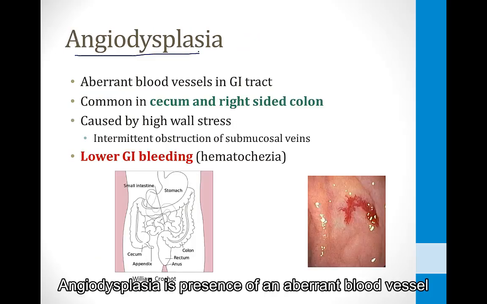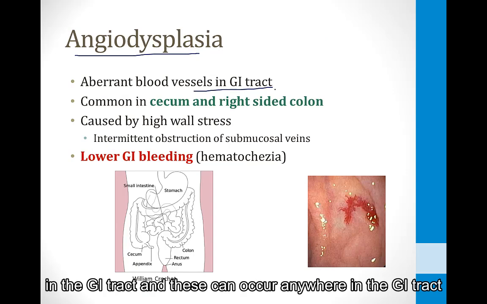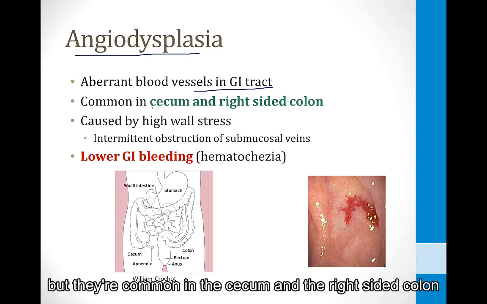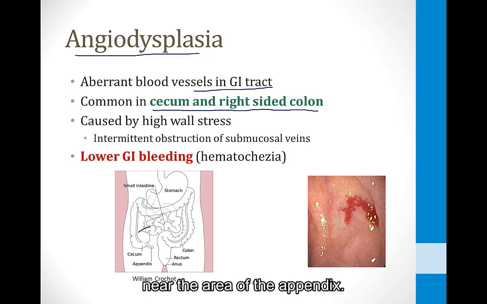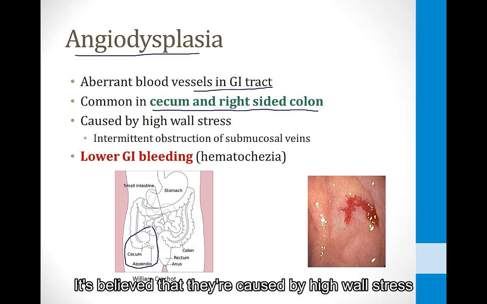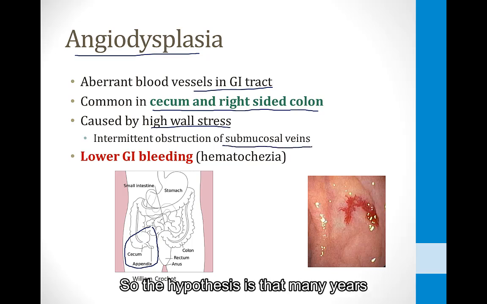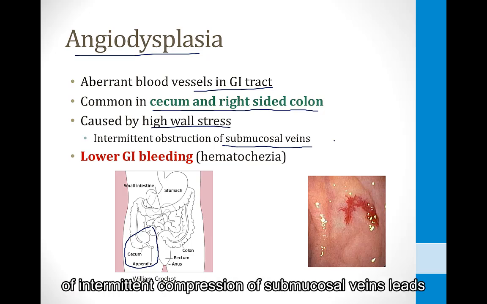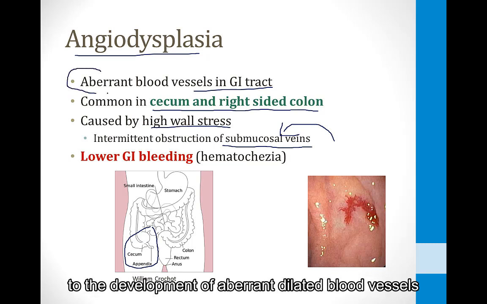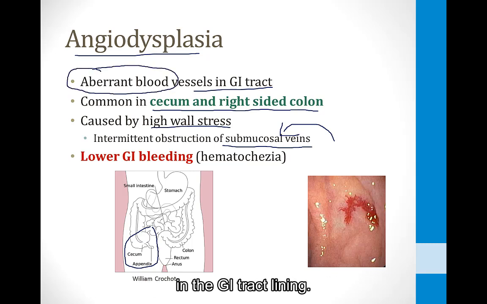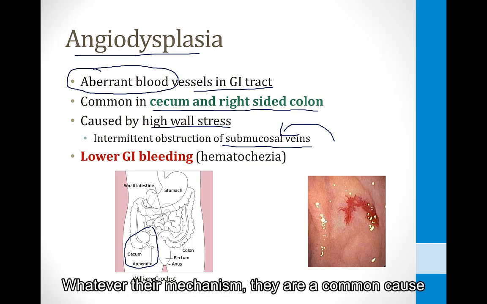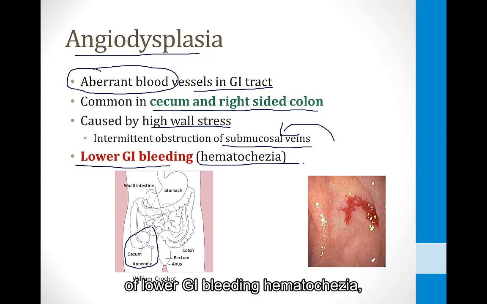Angiodysplasia is presence of an aberrant blood vessel in the GI tract, and these can occur anywhere in the GI tract, but they're common in the cecum and the right-sided colon near the area of the appendix. It's believed that they're caused by high wall stress over years of life that results in intermittent obstruction of submucosal veins. This commonly occurs in older people, so the hypothesis is that many years of intermittent compression of submucosal veins leads to the development of aberrant dilated blood vessels in the GI tract lining. Whatever their mechanism, they are a common cause of lower GI bleeding and hematochezia.